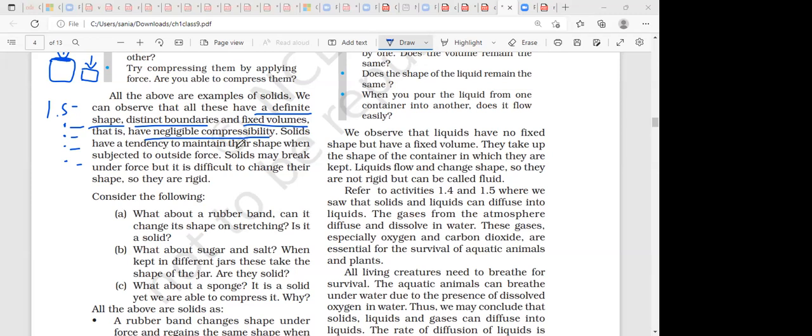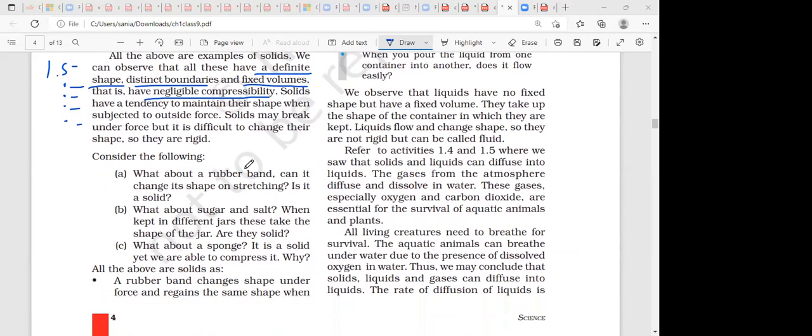After that, you will write one more point. Solids have a tendency to maintain their shape when subjected to outside force. For example, you can see a rubber band. This is a rubber band. If you stretch it, it will be somewhere like this. But once you release that force, it will come back to its normal shape, right? So this is the characteristic of solids: they have a tendency to maintain their shape when subjected to outside force. This rubber band is not going to be like this unless some outside force is applied. Once it is subjected to outside force, it will change its shape. But once you release that force, it will come back to its shape. Clear? Yes, ma'am.